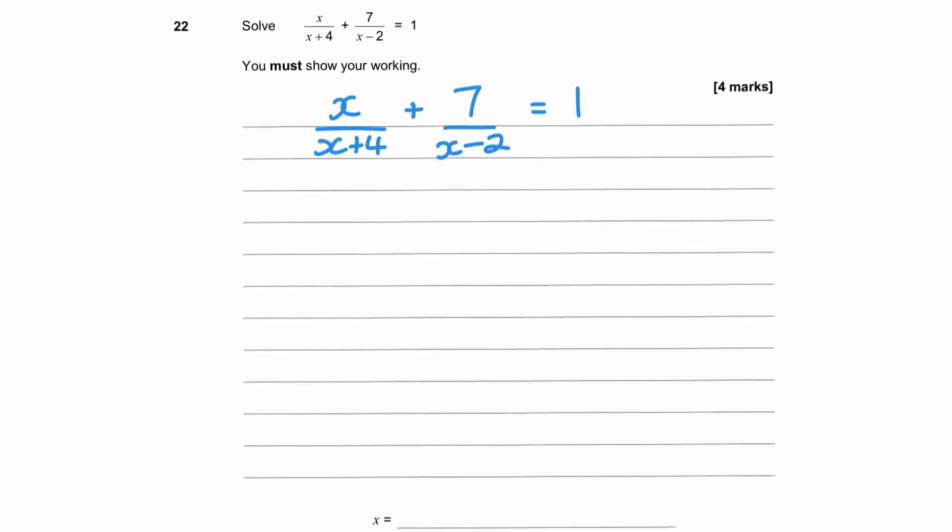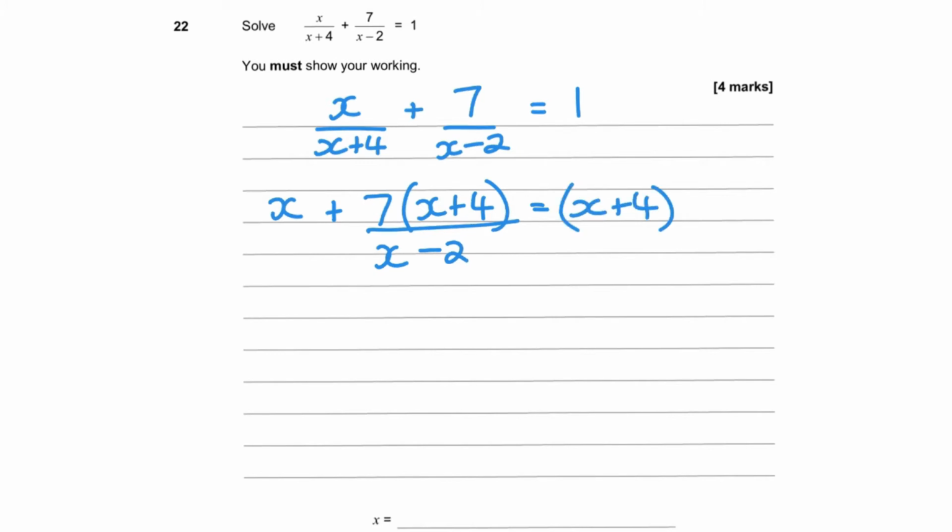So our next question says solve x divided by x plus 4 plus 7 divided by x minus 2 is equal to 1. You must show your working. So before we can start gathering the x terms together, we need to get rid of the fractions. So I'm going to times all of the components by x plus 4. So that gives us x divided by x plus 4 times x plus 4 is just x on its own, plus 7 times x plus 4 divided by x minus 2 is equal to 1 times x plus 4.